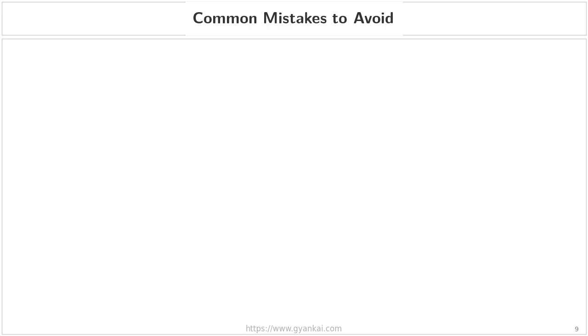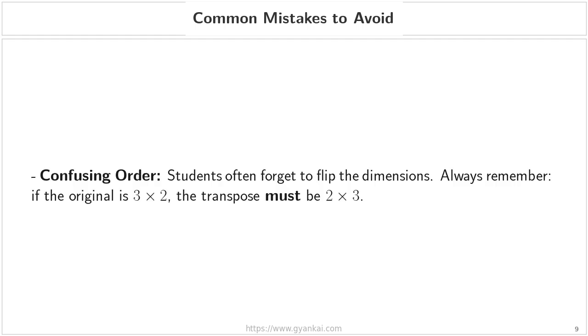Common mistakes to avoid. Now that we have covered the definition and walked through a practical example, let us conclude by discussing some common pitfalls to ensure you avoid these mistakes in your assignments and exams. First, let's talk about confusing the order of the matrix. A frequent error students make is forgetting to flip the dimensions. As we saw in our previous example, the dimensions must swap. Always remember, if your original matrix is of order 3x2, its transpose must be of order 2x3.